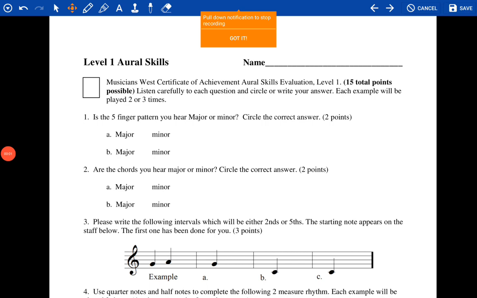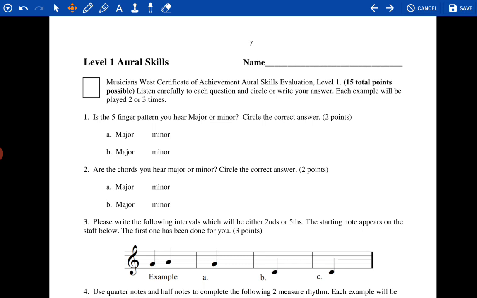This is a training for Level 1 Oral Skills Certificate of Achievement 2020. So we're going to start from the very beginning. Let's say you've never heard of major or minor and you don't know how to tell one from another. If you look at number 1, the question is: the 5-finger pattern you hear, major or minor?